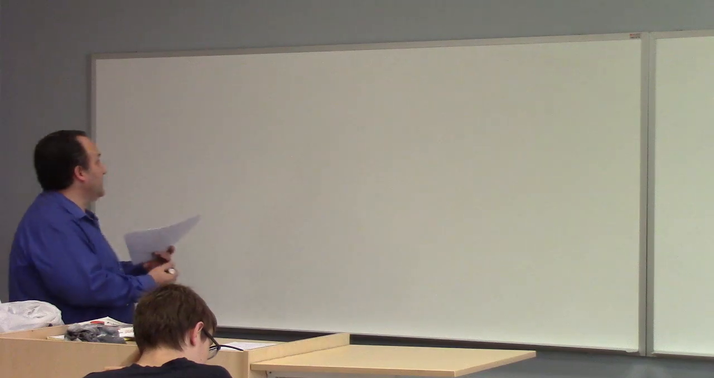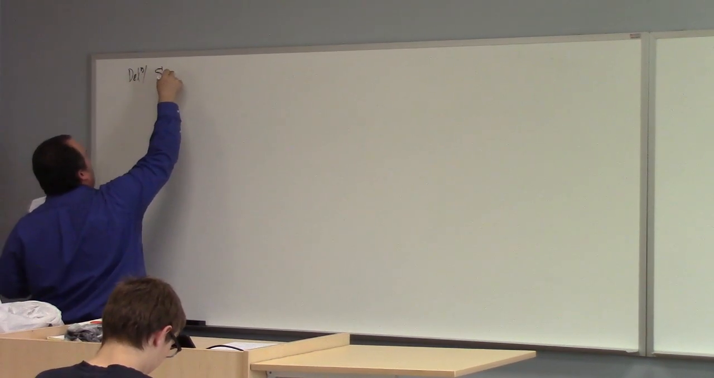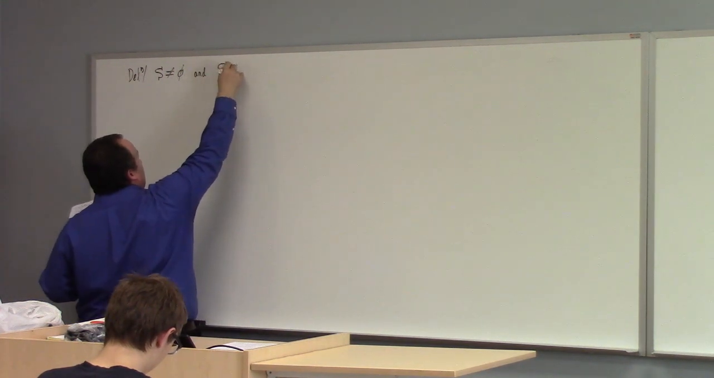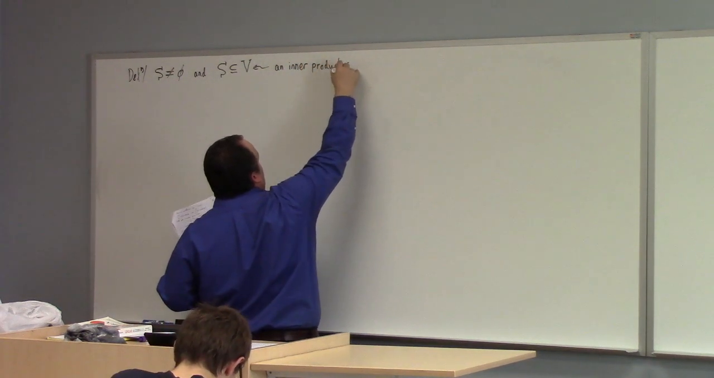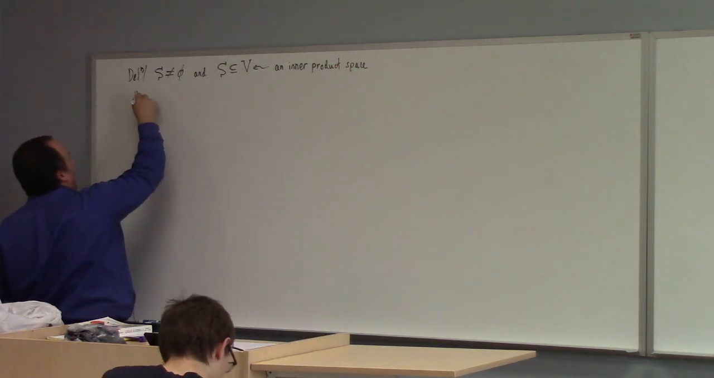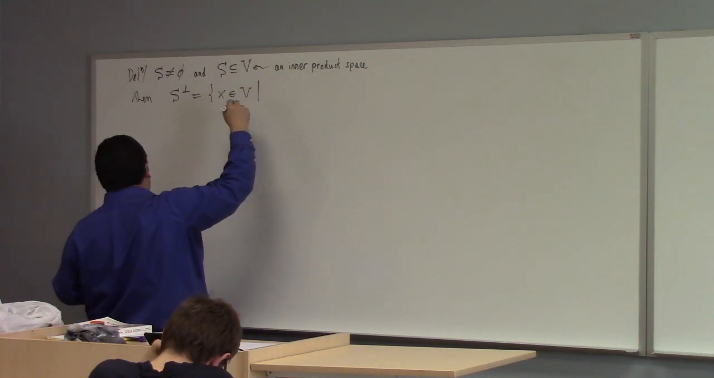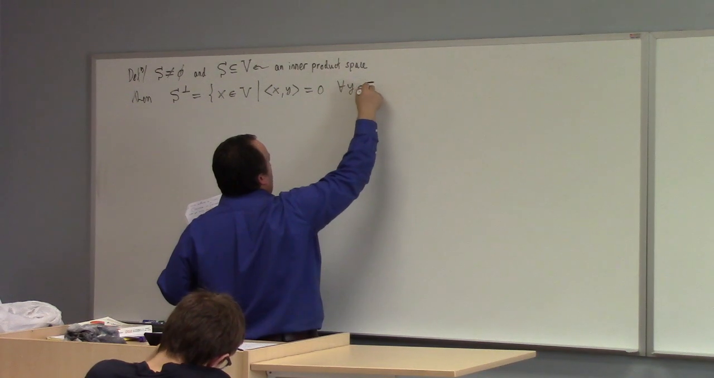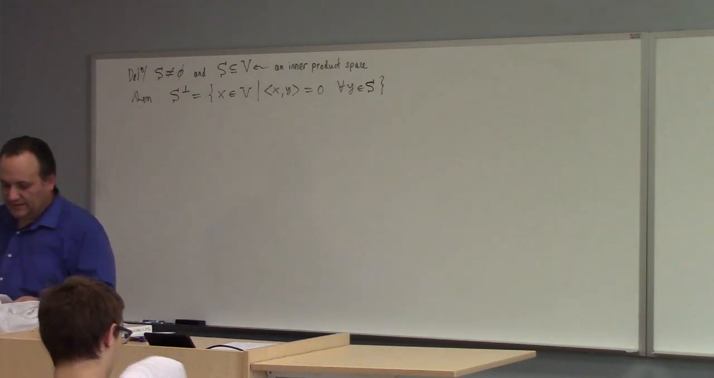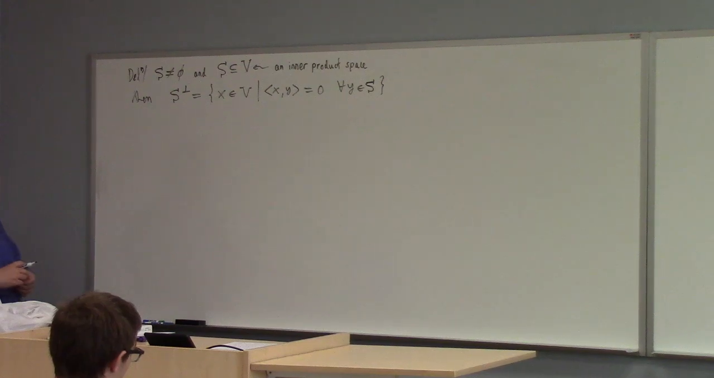Okay, so we just got to the definition of the perp, right? And so this was the definition. If S is non-empty and S is a subset of V, an inner product space, then S perp is defined to be X in V such that the inner product of X and Y is equal to 0 for all Y in S. In other words, the perp to S is the set of all vectors in the space which are perpendicular to the vectors in S. So this is also called the orthogonal complement of S.